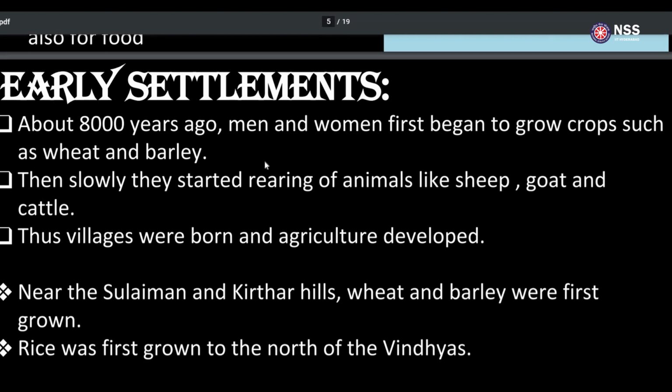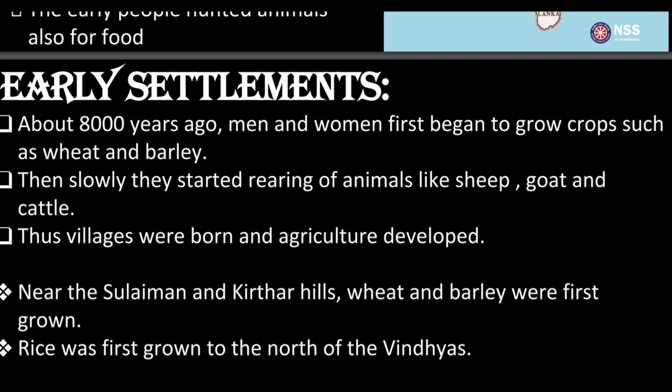Then slowly they started rearing animals like sheep, goat and cattle. Cattle is useful for milk, right? You rear cattle for milk, and you rear sheep for the wool that you get, with which you can make sweaters, etc.